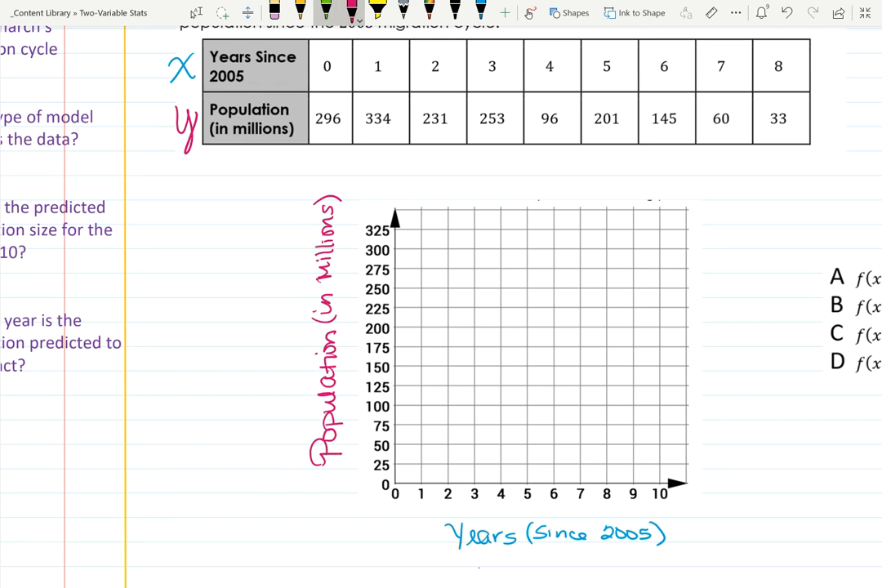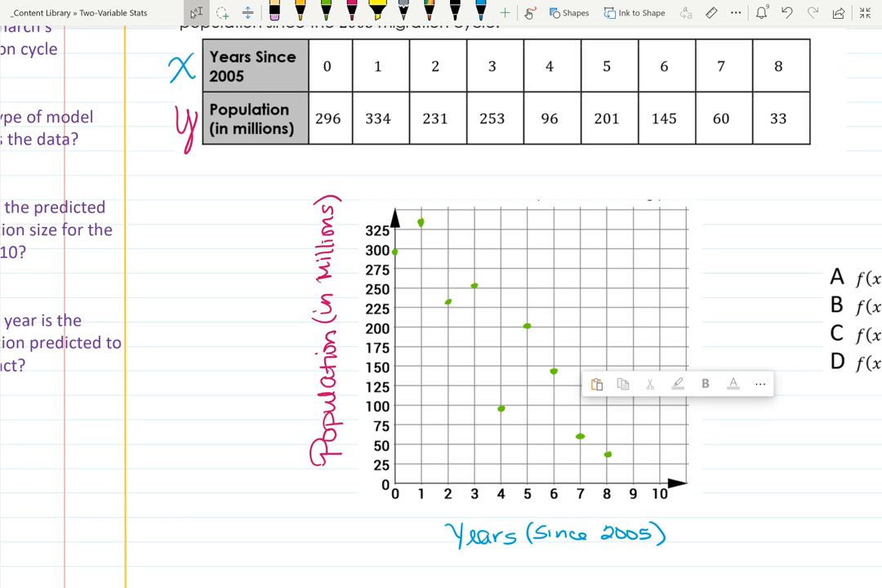All right, so when I go to plot this, I just start with 0 to 96. So up here, 1, 334. What do we count? 2, 231. 3, 253. 496. Whoa. Definite drop that year. 5, 201. 645. 760. And 833. Whoa, that's quite a decline.